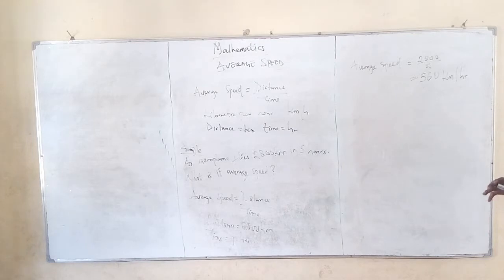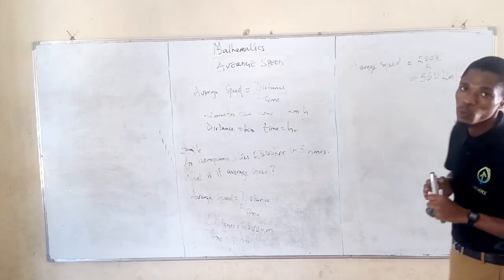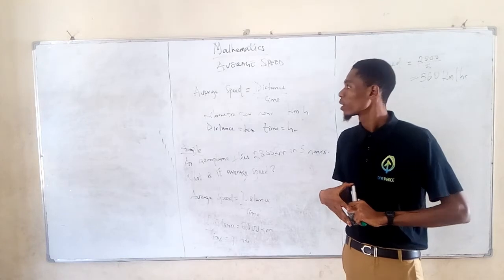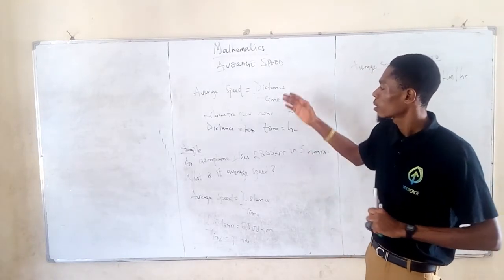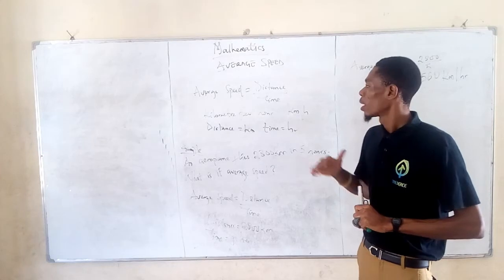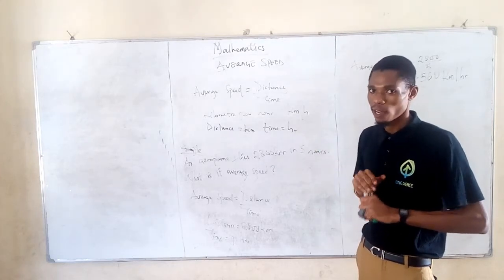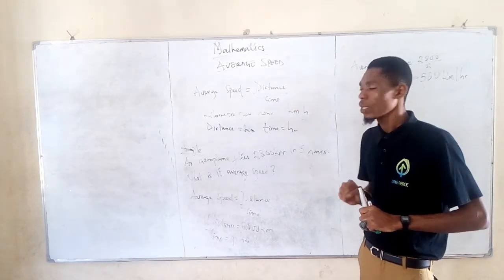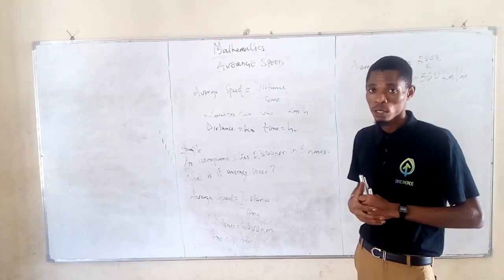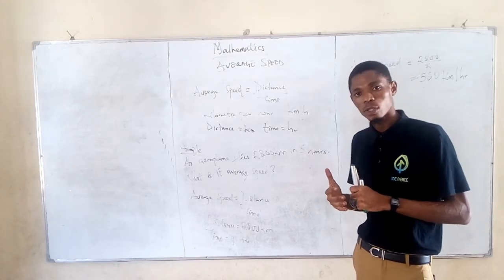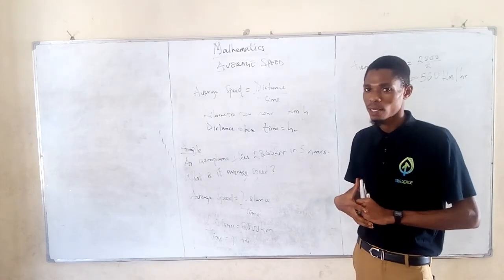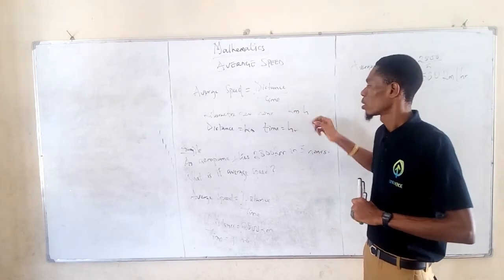It's 560 kilometers per hour. Simply, average speed is the distance traveled over the time taken for travel. Our standard unit for distance is kilometers, and our standard unit for time is hours for average speed. So it's going to give us kilometers per hour. Please note, anytime your information is not in kilometers, change it to kilometers. If the time is not in hours, change it to hours, because this is our standard unit, kilometers per hour.